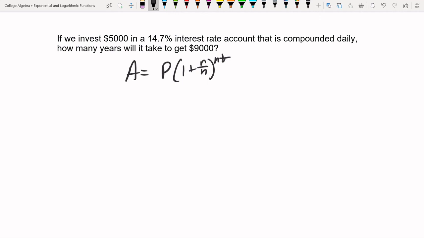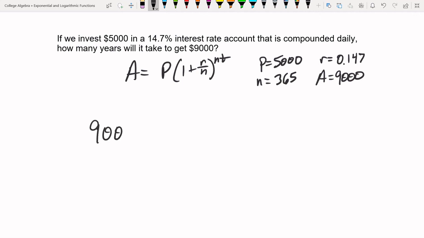Since we're investing $5,000, we know P equals 5,000. The interest rate is a whopping 14.7%. That's a huge interest rate. If it's compounded daily, that means n equals 365. And we also know how many years, so we're trying to figure out what t is, to get A equal to $9,000. Plugging this all in, we get 1 plus 0.147 over 365.